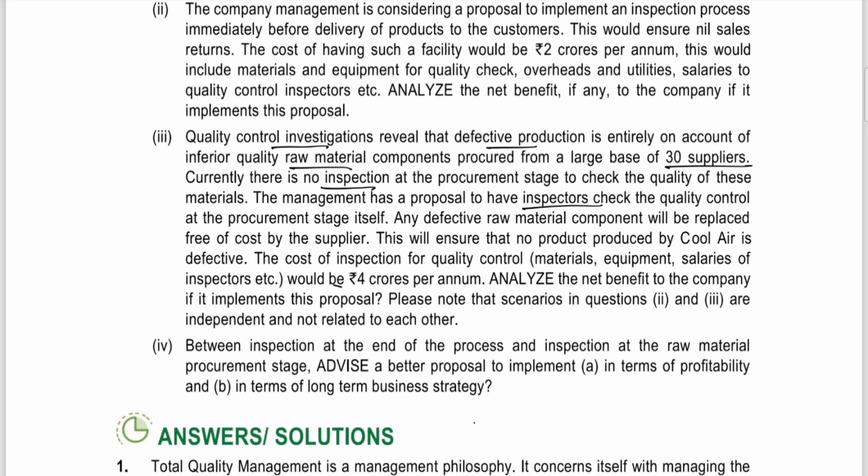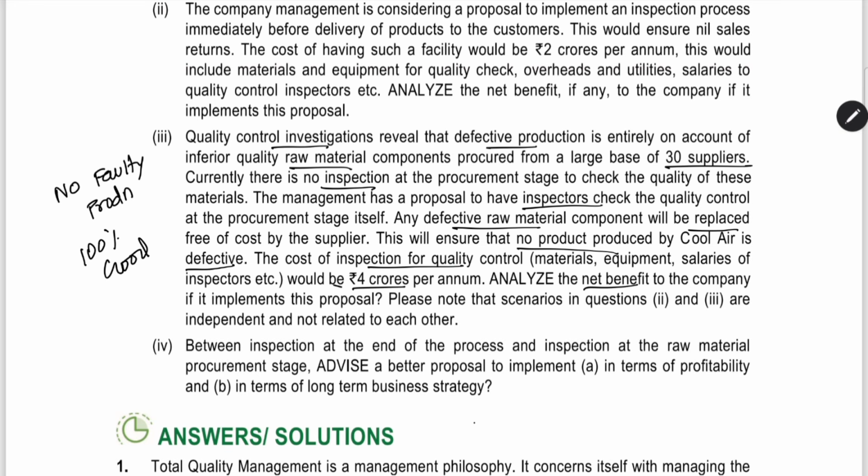By that you will remove the defective raw material, so no faulty production will be there. All the production which you do will be good quality, because you are removing the defective raw material first itself. Any defective raw material component will be replaced free of cost by the supplier. There is no additional cost for replacing the defective raw material. This will ensure that no product produced will be defective. All the products produced, 100% are of good quality only. No bad quality product is produced. This inspection quality control will cost 4 crores per annum.